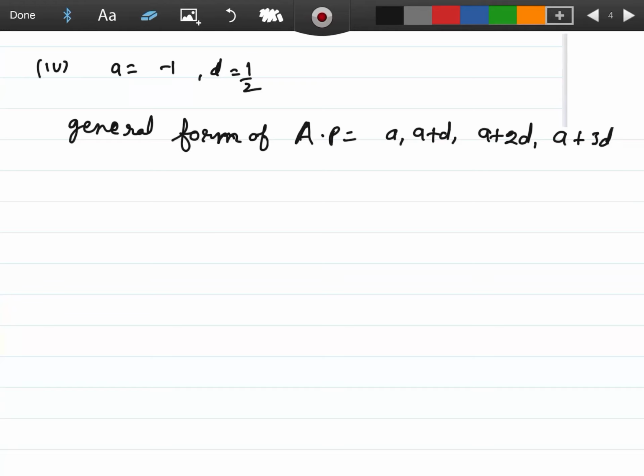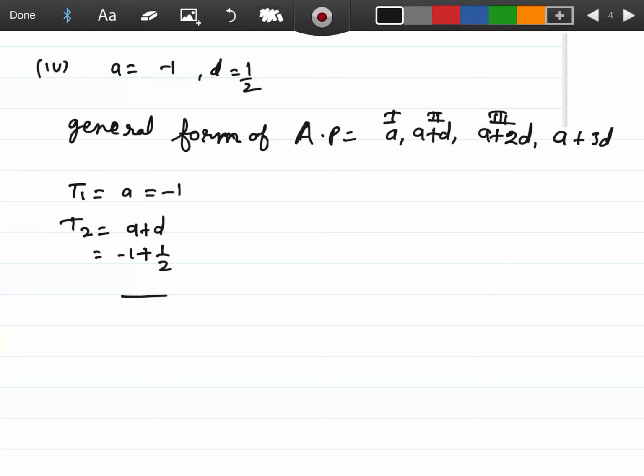These are the terms: first term, second term, third term, and fourth term. So simply we have to put the value. T1 will be equal to A, which is -1. T2 will be A plus D, that is -1 plus half. So here -2 plus 1, that is -1 by 2. And T3 is equal to A plus 2D, that is -1 -1.